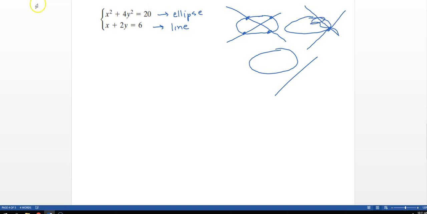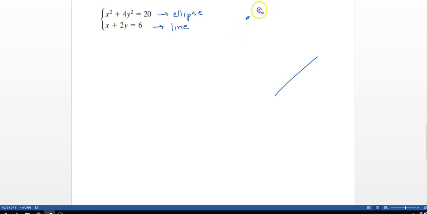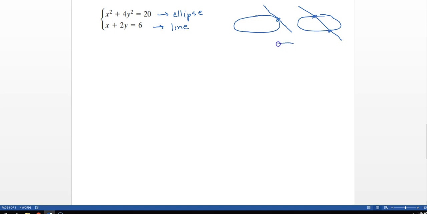Well, anyway, let me just redraw it, just so there's no confusion. So we have an ellipse, possibly like this, an ellipse like this, an ellipse maybe like that. So we can have 1, 2, or 0 solutions.